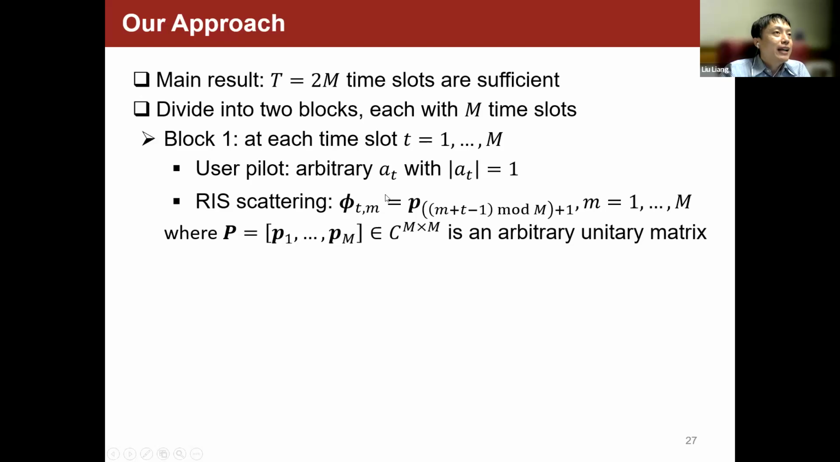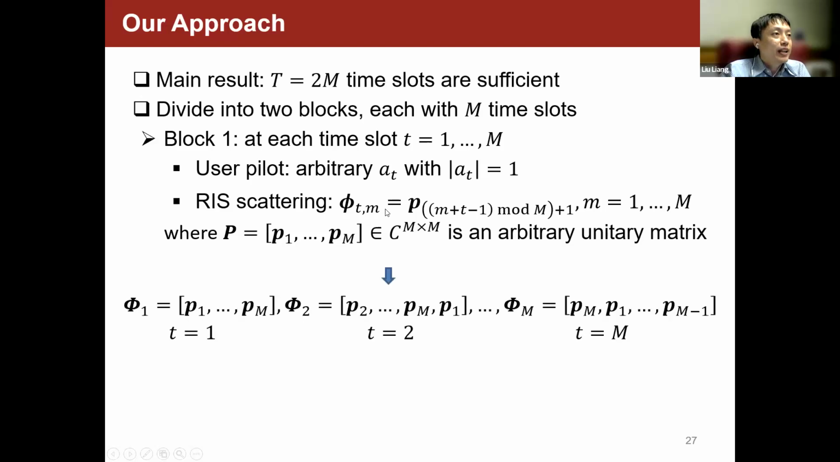And let's look at how we design the RIS scattering matrix. The basic idea is that in time slot 1, we can generate an arbitrary unitary matrix. Let's say the first column is P1, the second column is P2, and the last column is P capital M. And in the second time slot, we just shift all the columns to the left by 1 position. P2 will become the first column, P3 will become the second column, PM will become the M-1 column, and P1 will move to the right, becoming the last column. We shift everything to the left by 1 position. This is how we get phi 2.